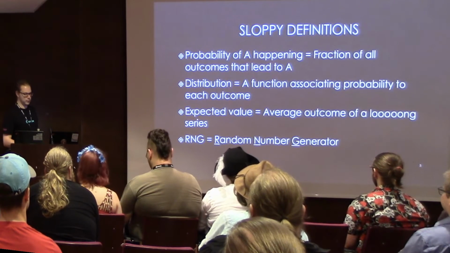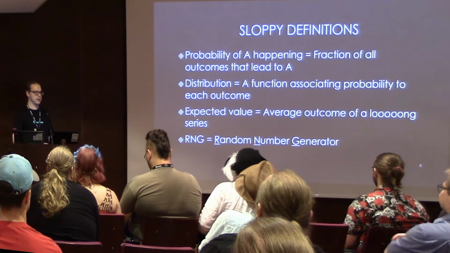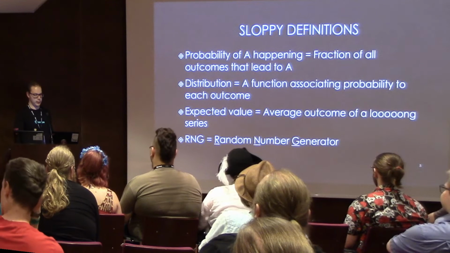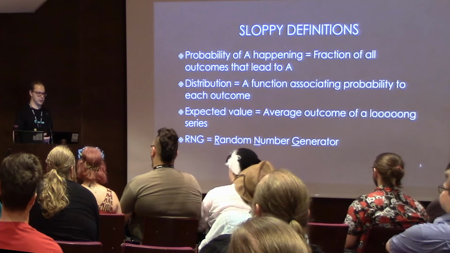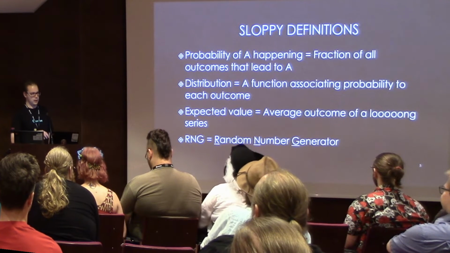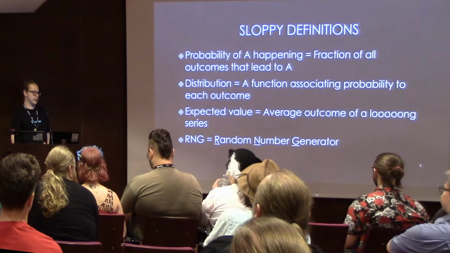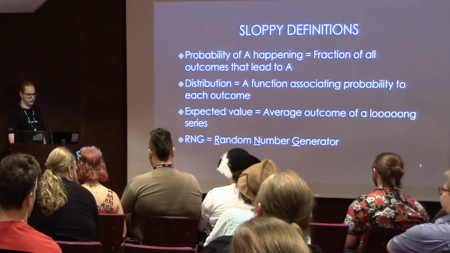First of all, the probability of something happening is just the fraction of all outcomes that lead to that something. For example, we have a d20 and we want to roll a 17 or higher. We just count that there are 4 outcomes that are 17 or higher, and that would give us a probability of 4 out of 20, or 20%.